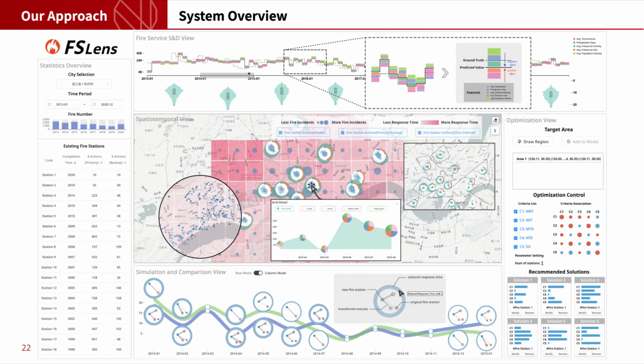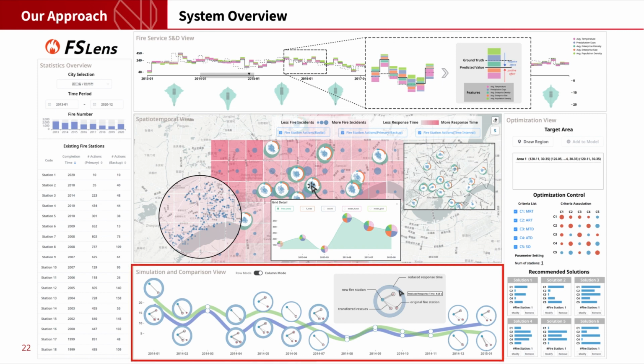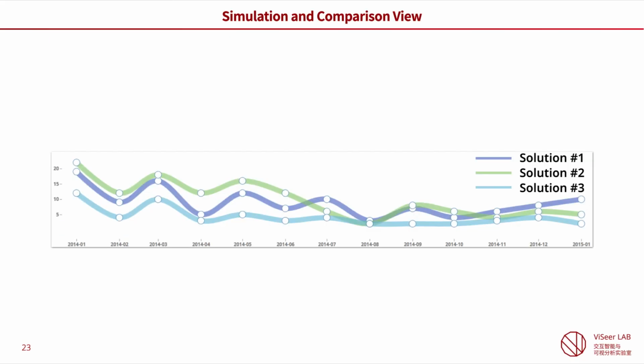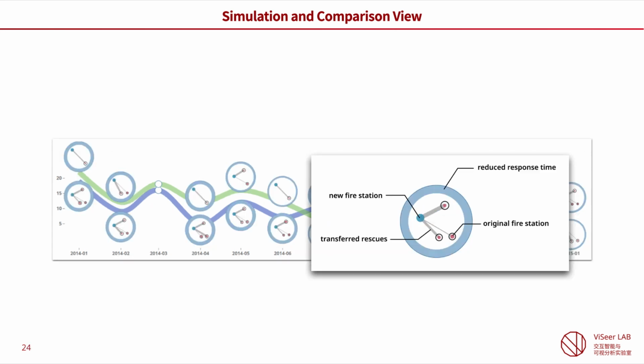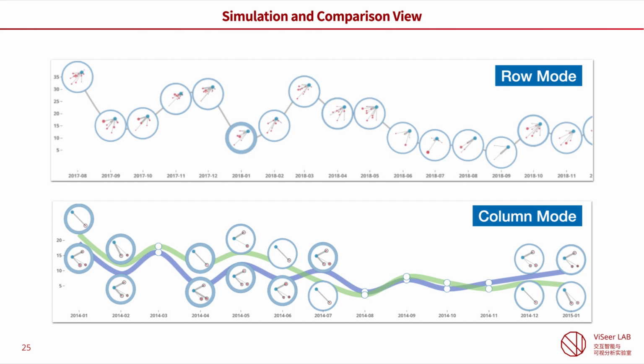Our system also supports a what-if analysis of layout optimization solutions. In the simulation and comparison view, we introduce an enhanced line chart. Each line in the chart corresponds to a solution, and the connection points on the line represent the impact of the solution on the original layouts during the corresponding time period. When users add multiple solutions to this view, the system provides both raw mode and clone mode. In the raw mode, users can observe the impact of one solution on the original layout over time. And in the clone mode, users can compare the different solutions horizontally at the same time period.